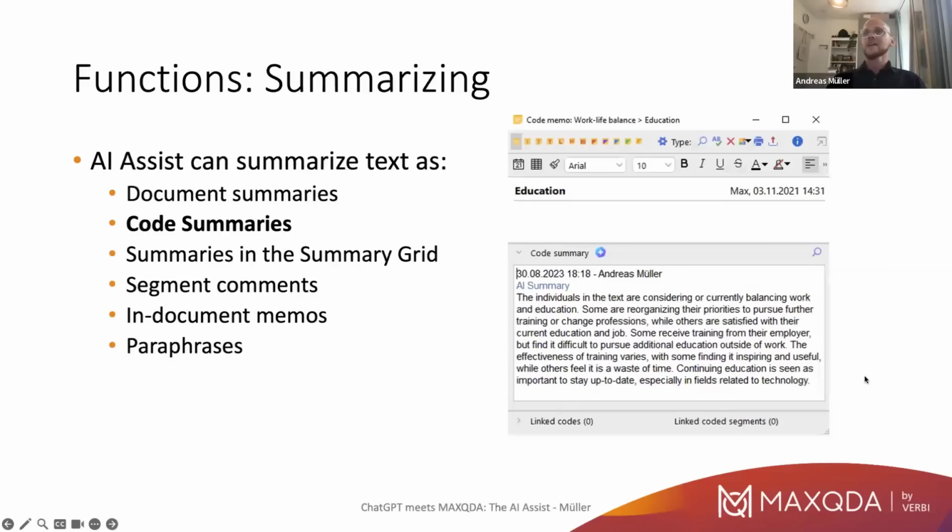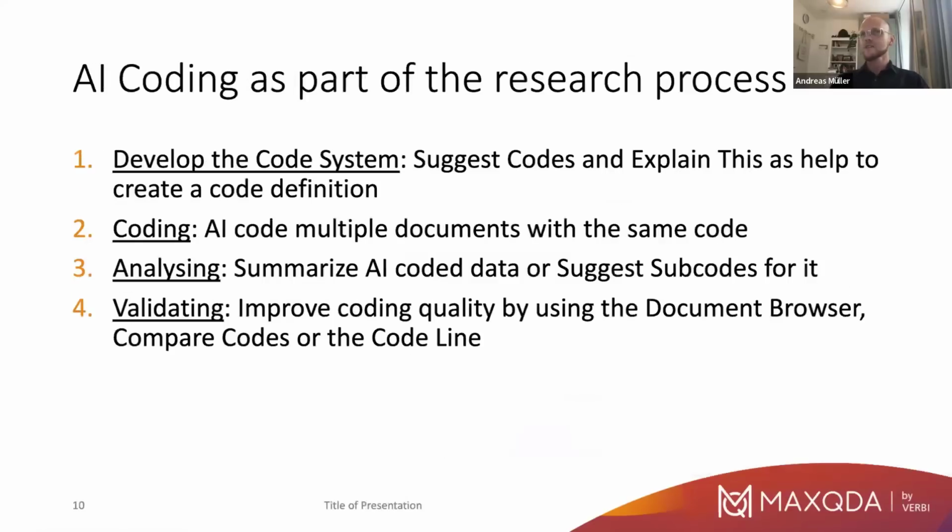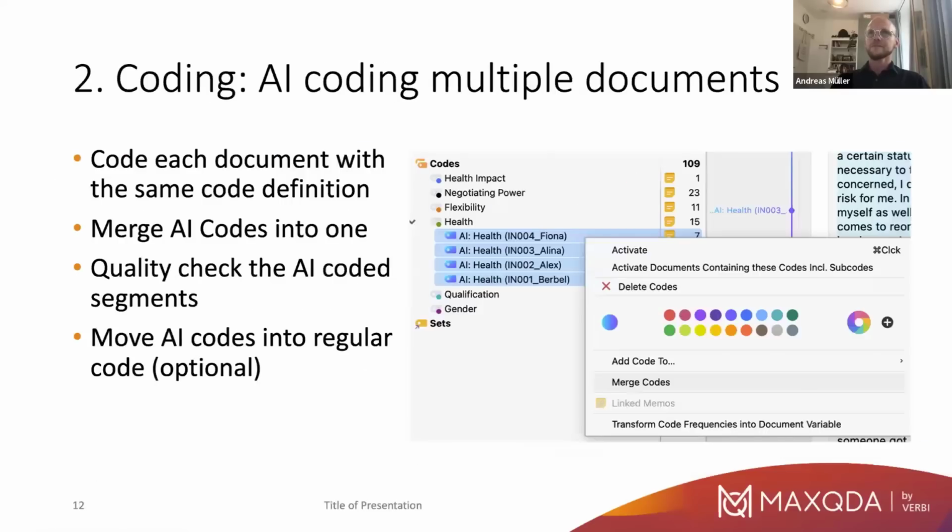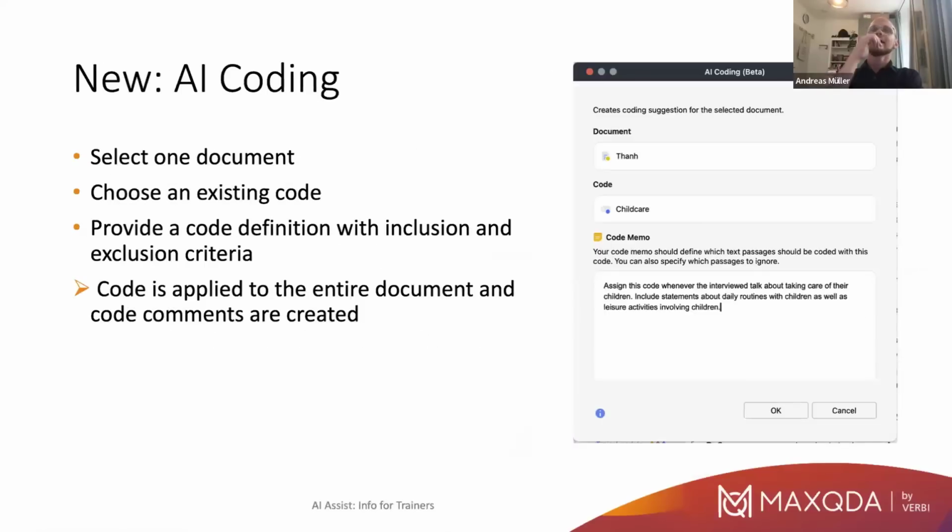Now let's come to AI coding. And as I teased it a little bit in the beginning, it's comparatively small, but I think still very powerful. Because what you do now is you select one document and you choose an existing code in your code system. You also should provide a code definition. You don't technically have to, but I would strongly recommend to provide one. And then the AI applies this one code to one document.